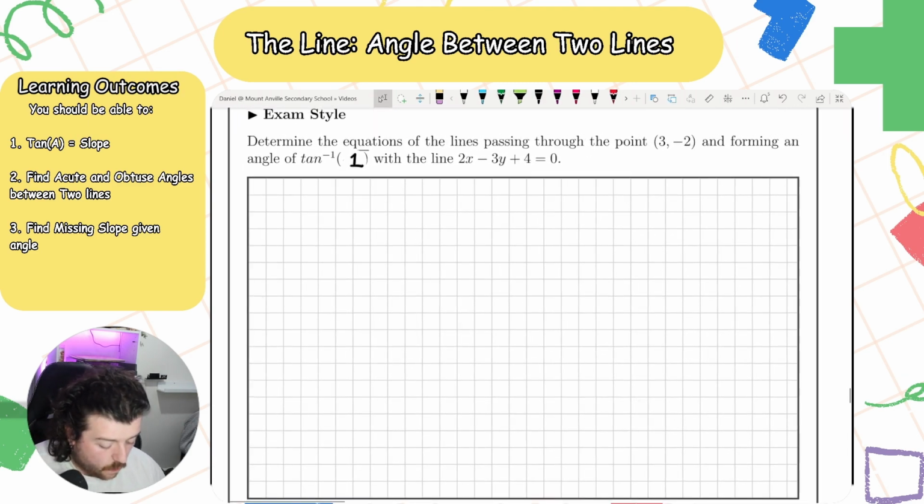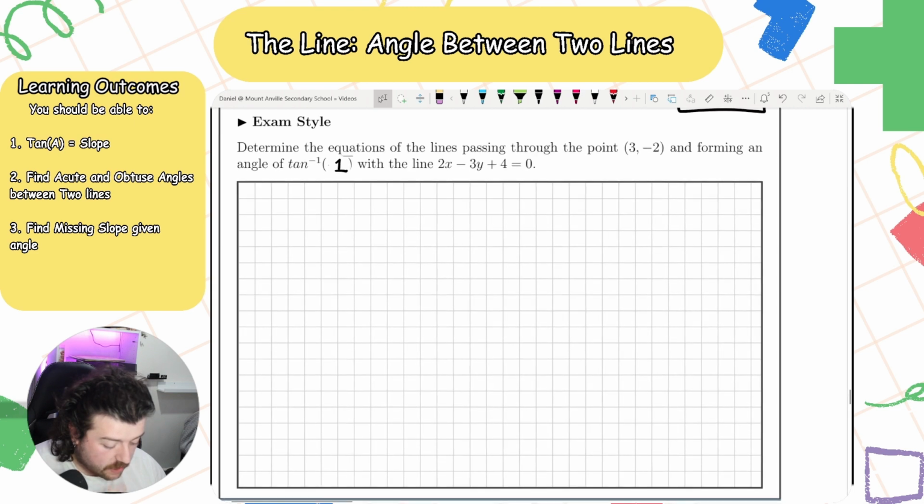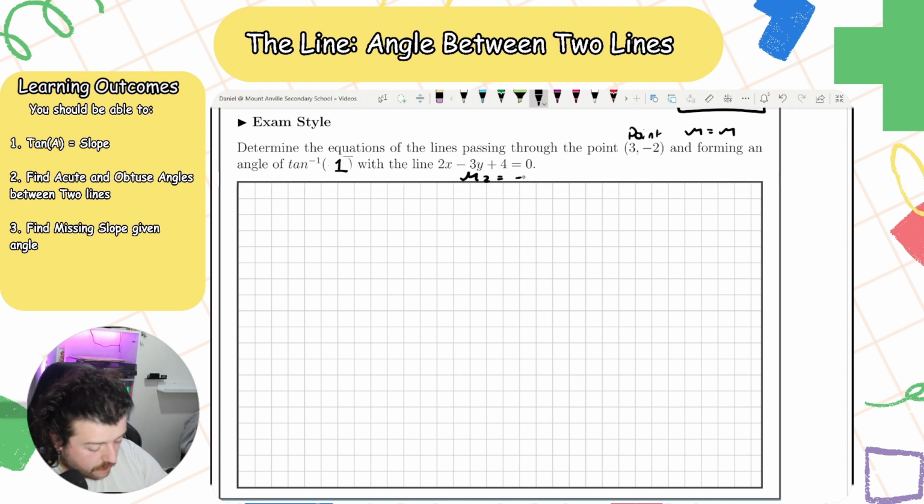Finally, let's look at one more example here. Determine the equation of a line passing through the point (3, minus 2) and forming an angle of tan inverse 1 with the line 2x minus 3y plus 4 equals 0. Again, this is my point. My slope, I don't know what it is. I'm going to call it m. I know the slope of this line is going to be equal to minus 2 over minus 3, which is 2/3. So my angle is equal to tan inverse 1.